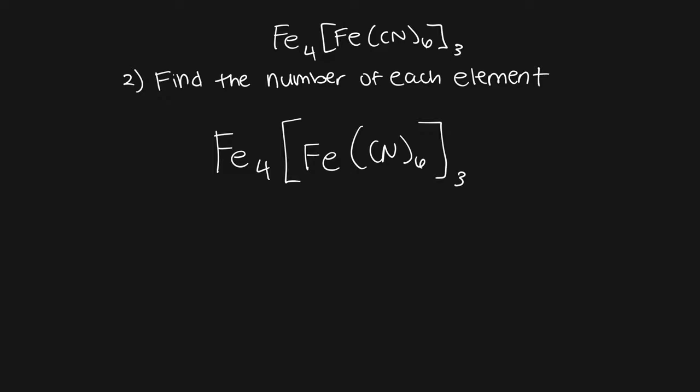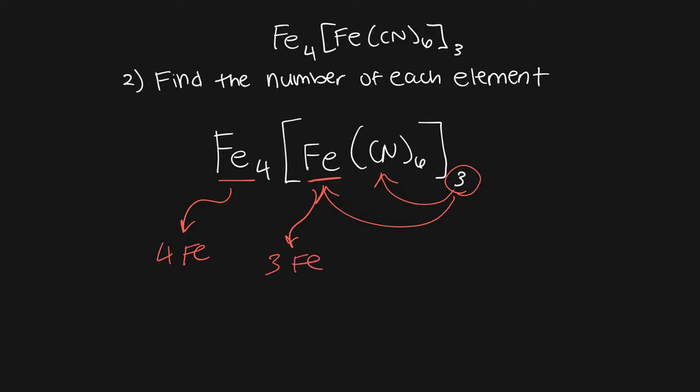Now we have to find the number of atoms in each element. Let's start with iron. In this part of the compound, there are only 4 iron atoms. But in this part, since it's surrounded by a bracket with subscript 3, which distributes to each part of the compound in the brackets, that means there are 3 iron atoms in this part of the compound. Now we add them together, and there are 7 total iron atoms in this compound.